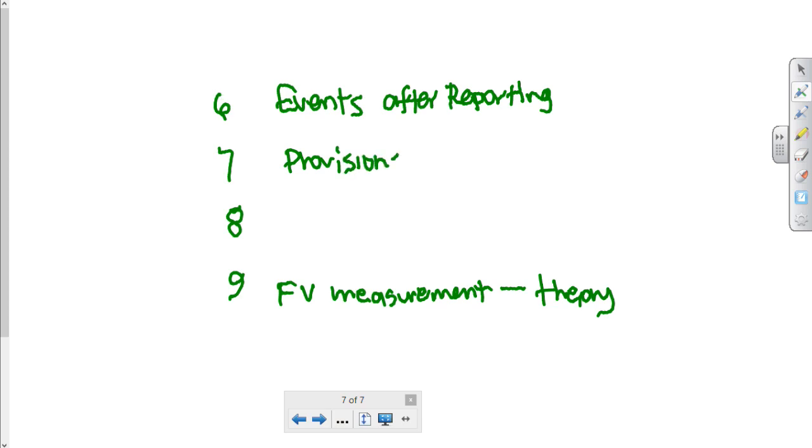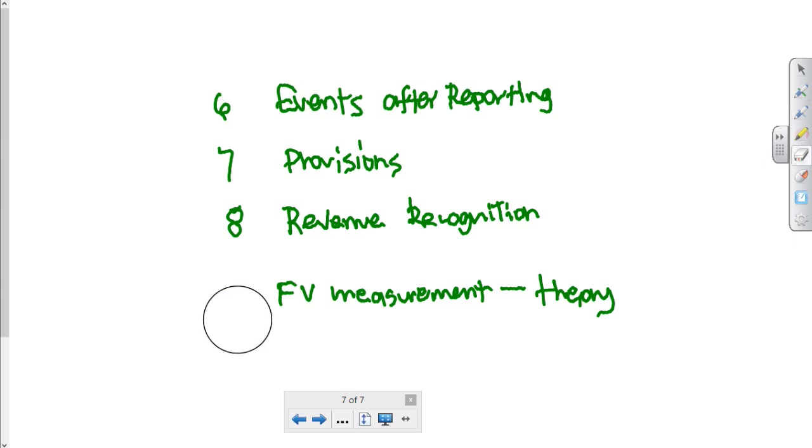Then number 7 deals with provisions. That's a big standard, provisions, and that will be some marks in the exam. And number 8 deals with revenue, accounting for revenue. Revenue recognition is the main thing. So that's going to be 4 standalone topics that we're going to cover. Is it the other way around? 8 and 9 are the other way around. Fair value first, and then revenue. Okay, so that's going to be the 4 lectures that we have remaining.